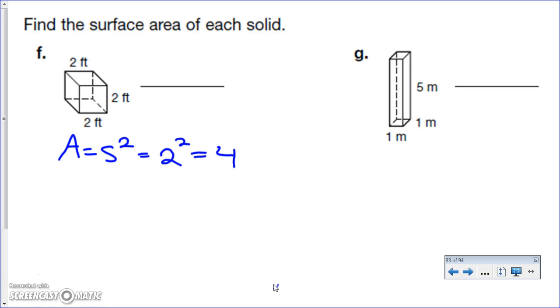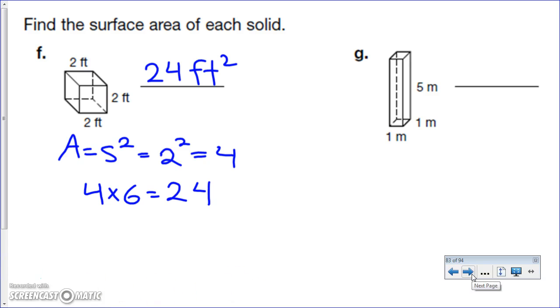Now we know we have 6 sides on the shape here, so we're going to take the 4 and multiply it by 6 to find the total surface area. So our answer is going to be 24 feet squared. And because we're dealing with area, it needs to be the unit and then the little 2 after it.